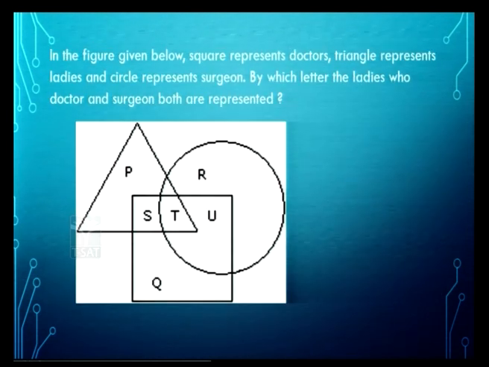Now we will shift to the next one. In the figure given below, the square represents doctors, the triangle represents ladies and the circle represents surgeons. By which letter are the ladies who are both doctors and surgeons represented? Square represents doctors, triangle represents ladies, and circle represents surgeons. So, the ladies who are doctors and surgeons are in the common part for all. You can say T is the correct answer.